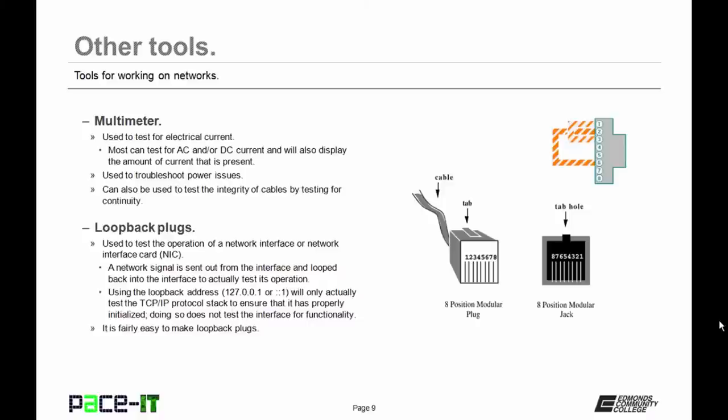Now let's talk about loopback plugs. These are used to test the operation of a network interface or network interface card. A network signal is sent out from the interface and looped back into the interface to actually test its operation. Using just the loopback address will only actually test the TCP/IP protocol stack to ensure that it is properly initialized. Using the loopback interface will not test the physical interface for functionality. Loopback plugs are fairly easy to make, so you can make your own and save some money there.